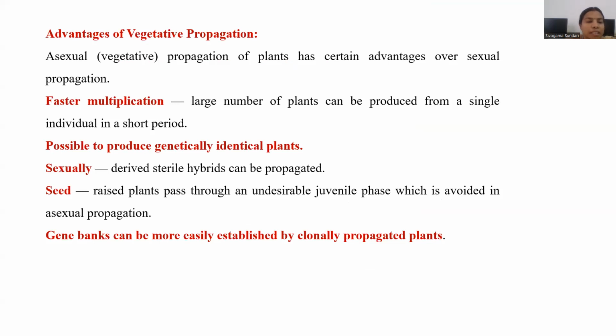Micropropagation is a handy technique for rapid multiplication of plants in plant tissue culture. So moving on to the advantages of micropropagation: faster multiplication. You are able to multiply a large number of plants in a short period, and sexually derived sterile seeds can be propagated. Plants raised through micropropagation bypass an undesirable juvenile phase, which is avoided in asexual reproduction. Gene banks can be more easily established by cloning propagated plants. So these are the advantages of micropropagation. Otherwise, we can call it clonal propagation.